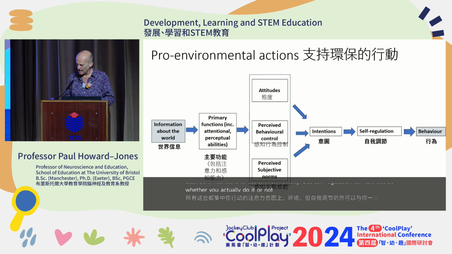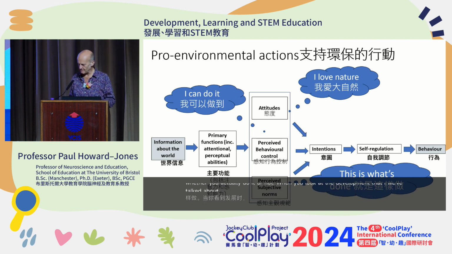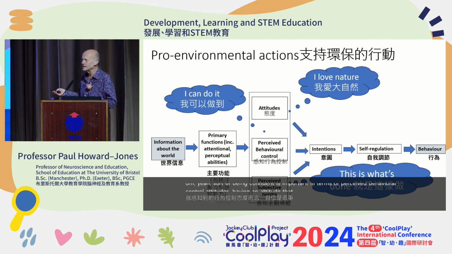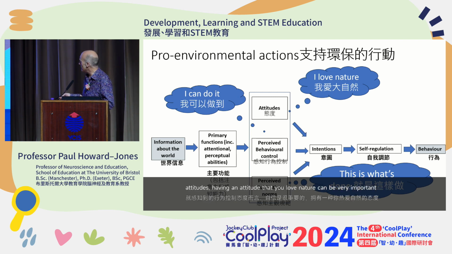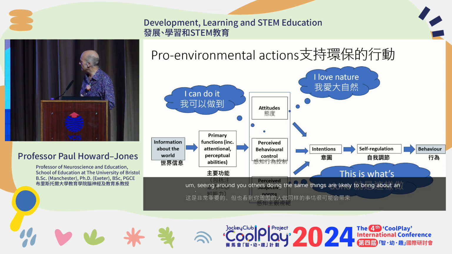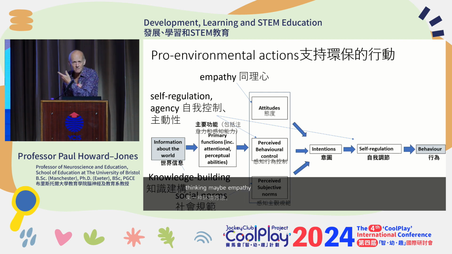And when you look at the development that we've talked about, some of the things we've talked about today, then you'll see that, yes, being confident is important in terms of perceived behavioural control. Having an attitude that you love nature can be very important, but also seeing around you others doing the same things is likely to bring about an environmental approach as you develop. So we're thinking maybe empathy is one of the most important things, and it develops very early for producing environmental attitudes.